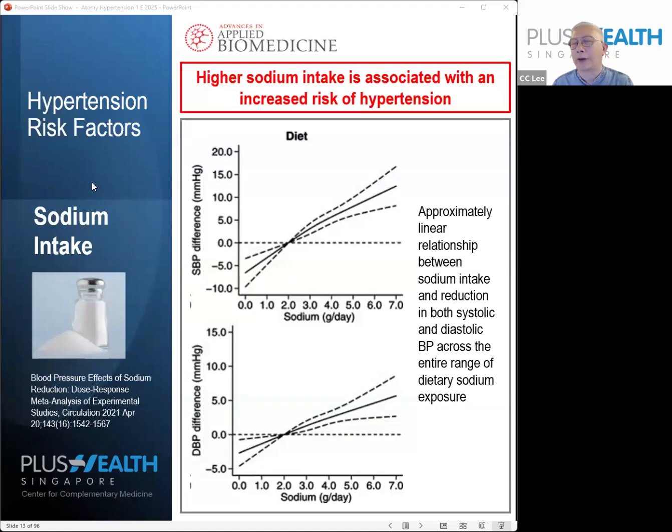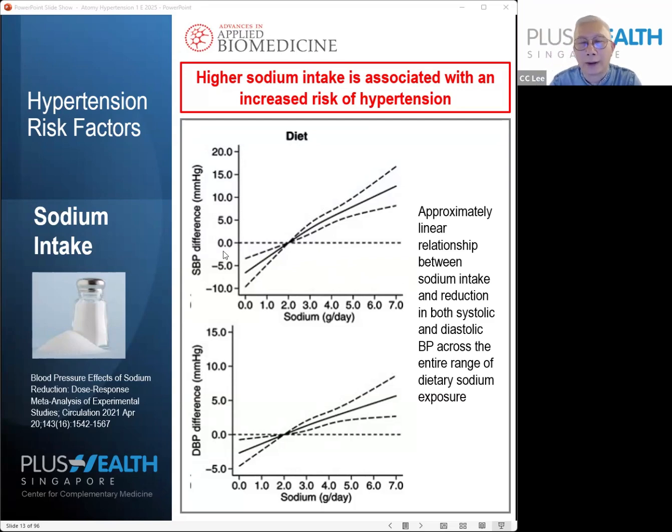Okay, now let's look at the sodium. Since we talk about sodium as a key factor, how does sodium affect our blood pressure? So you can see from here, right, that we are not talking about totally no sodium. In fact, there's an average sodium that we take. We are assuming the sodium we take normally is about 2 grams per day. This is a reference level.